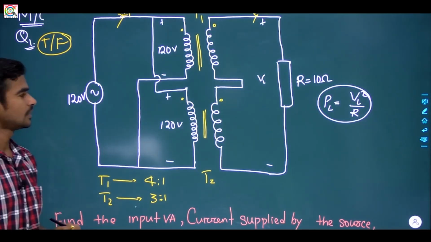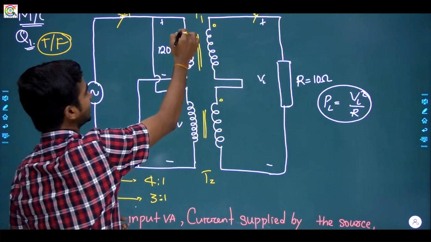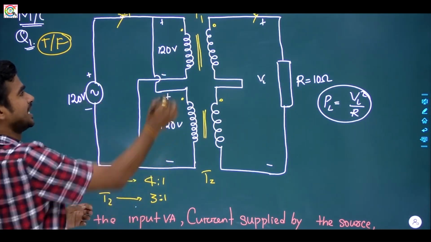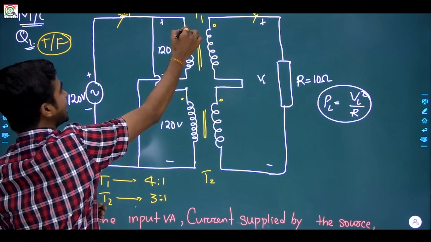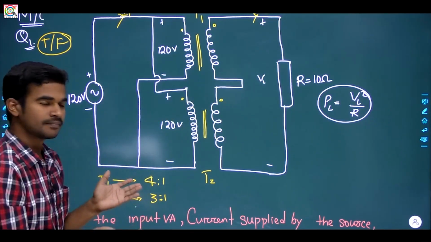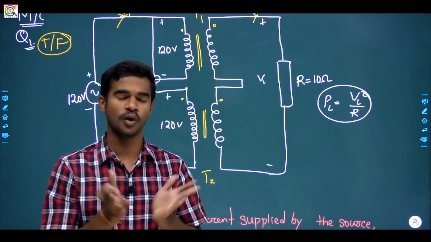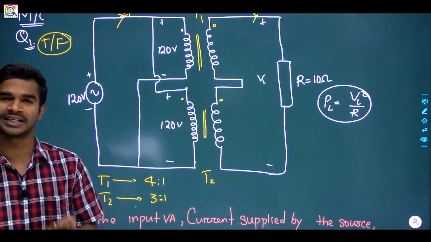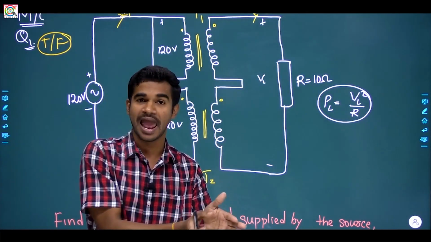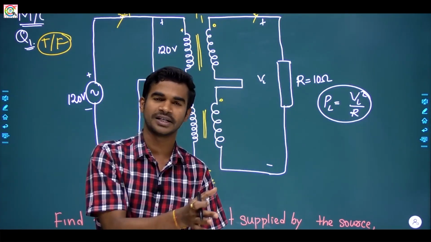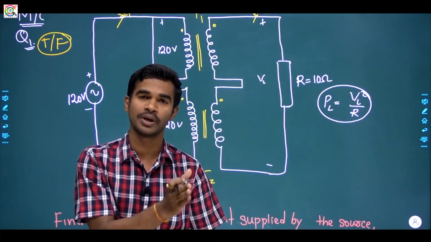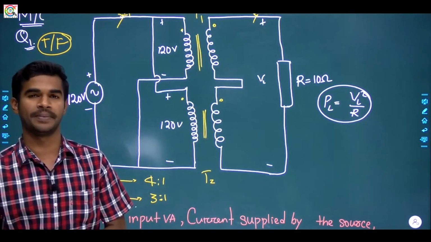I have considered the dot polarity as positive here. Suppose this one is positive and this one is negative. This means at this dot it will be positive. You know the dot polarity convention already. And what is the use of dot convention? If there is a mutual coupling circuit, at the dotted terminal the polarity remains the same.